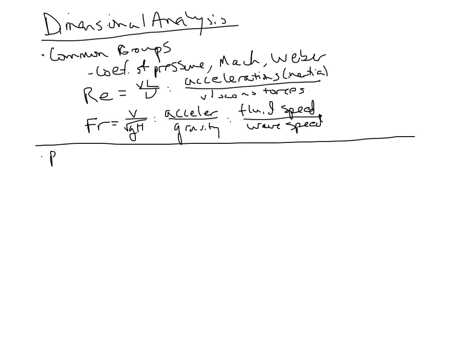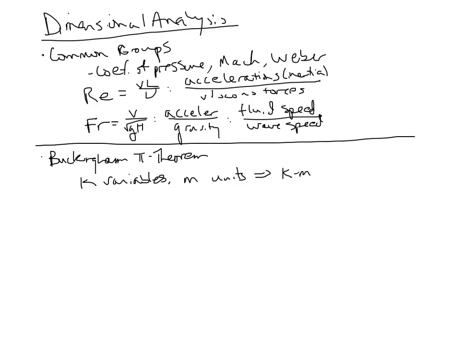The second is the Buckingham-Pi theorem. And the Buckingham-Pi theorem tells us how many groups we need. So the Buckingham-Pi theorem says if we have k variables with m units, then we need k minus m dimensionless groups, or pi groups in the parlance of the theorem.